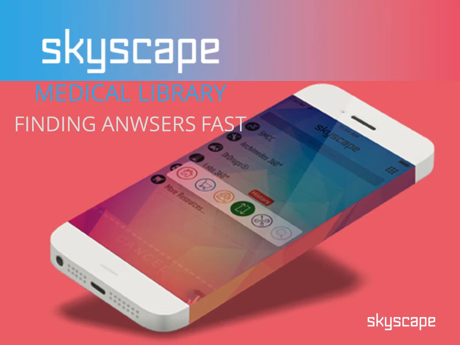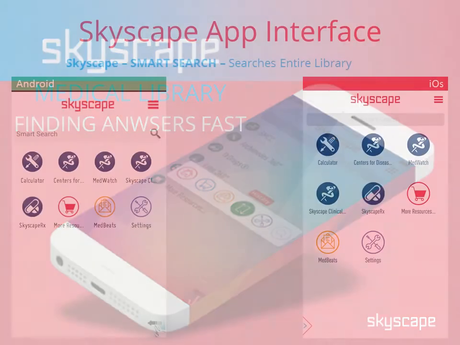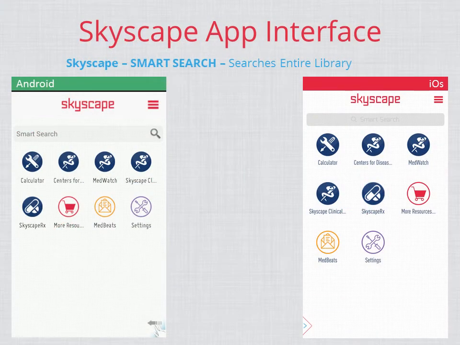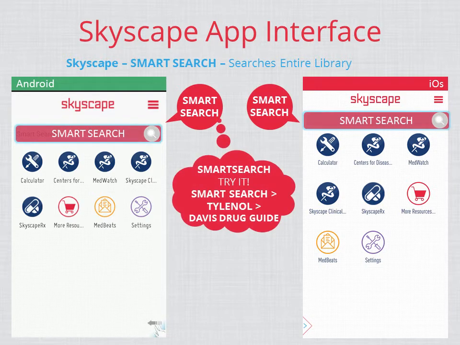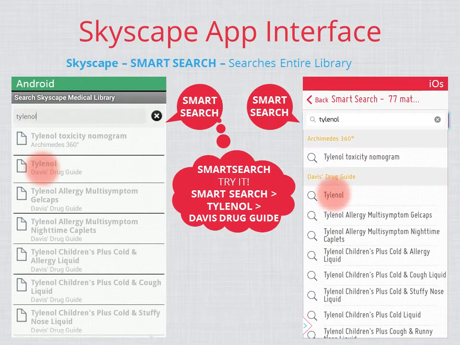Let's go ahead and start using Skyscape as you would in a clinical setting or for research. These are some ways you can find the answers you are looking for quickly and easily. Let's start at the beginning by doing a Skyscape Smart Search. Here I will go to my Skyscape bookshelf of Skyscape Home and do a smart search for Tylenol. When I tap on the smart search, your keyboard will open up and you can start typing, or if your device allows you can do a voice command to search for your topic. Let's search for Tylenol and see what happens.